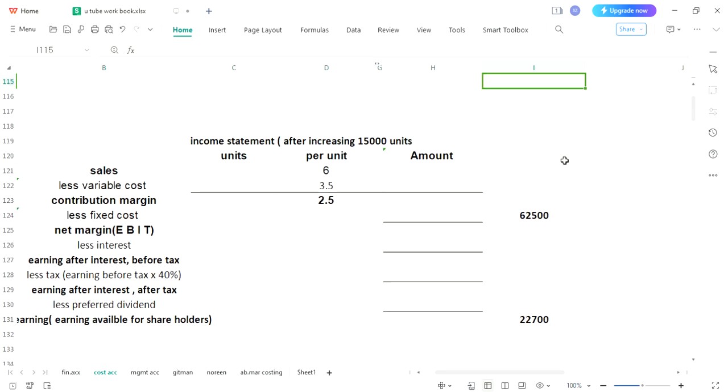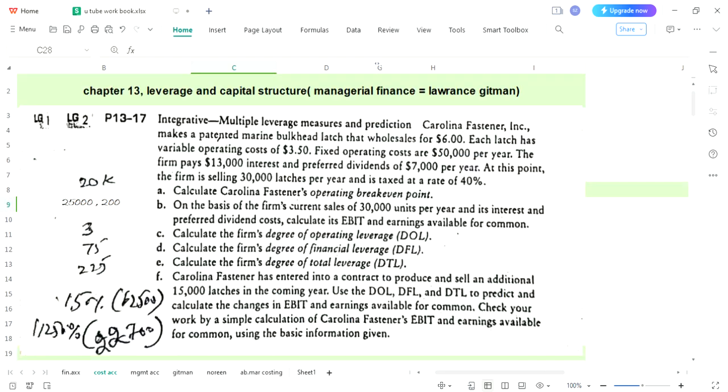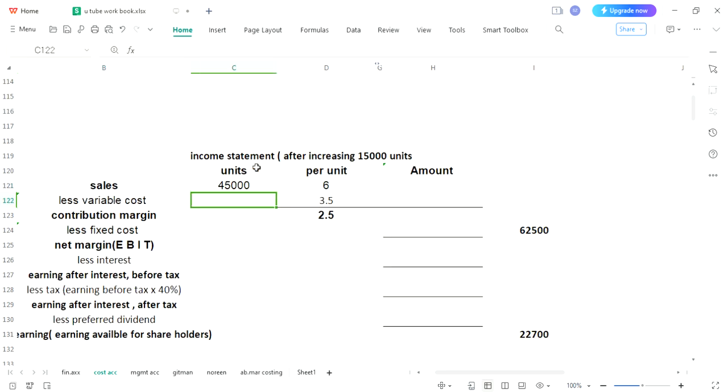Right now what you are going to do, we will put our increased number of units. Old units were 30,000 and you were supposed to add 15,000 units because it was said in your question. Total number of units would be 45,000. Please look at your question. It has entered into a contract to produce and sell an additional 15,000. Old units were 30,000 units. So in this way your new units would be 45,000. Units for sale would also be units of variable cost and the same number of units would be put for contribution margin. Now we will calculate their amounts.